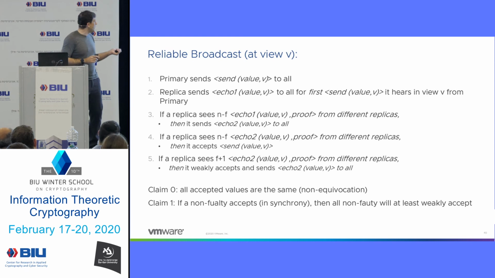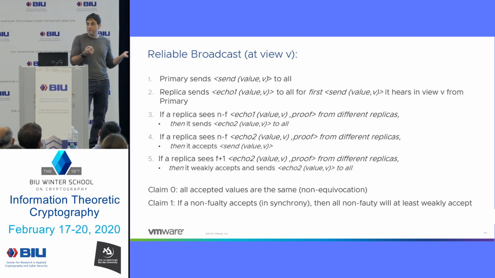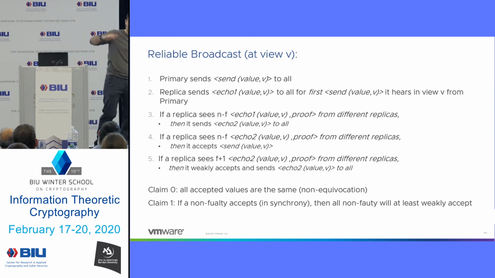Yeah, so out of the n minus f that I heard, at most f of them are malicious, right? So n minus 2f of them are non-faulty, and n minus 2f is at least f plus 1, right? So that means that everybody will hear at least f plus 1 echo 2s. Okay? So basically, if I see 2f plus 1, everybody sees at least f plus 1. That's the intuition here.